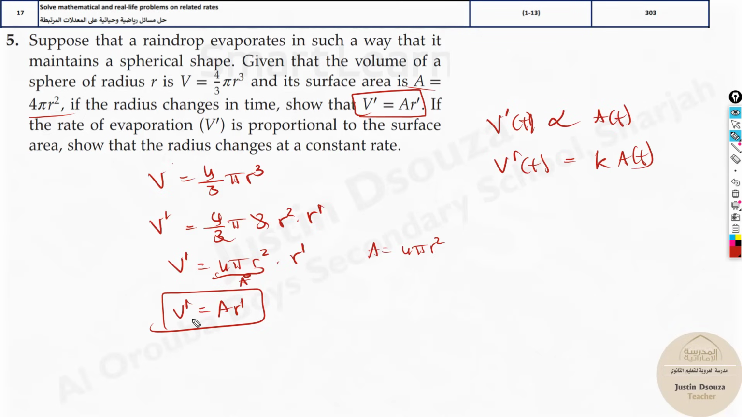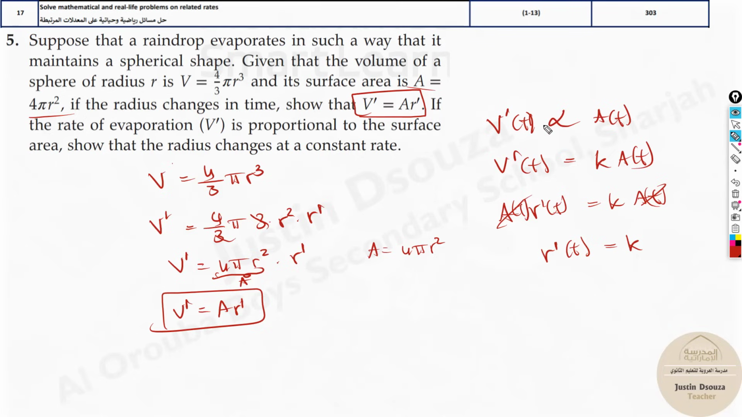And now I will substitute what is V dash. V dash of t is A times r dash of t. This is also with respect to time. That is equal to K into A. So area cancels. If you divide both the sides by area, that's gone. What is rate of change of radius? It's a constant of proportionality, right? K, any constant. So now this is how we have proven here, show that radius changes at a constant rate. See over here we have got r dash is equal to K. So this is how we can easily prove it.